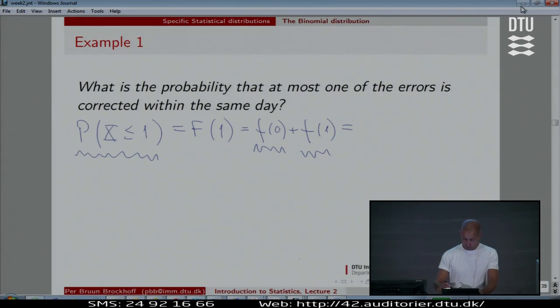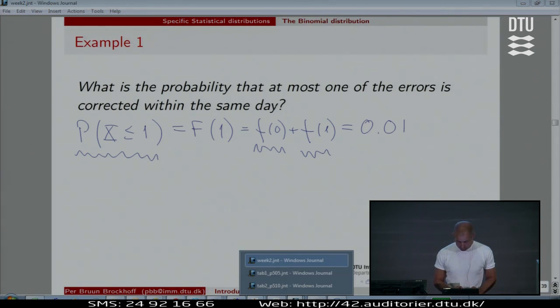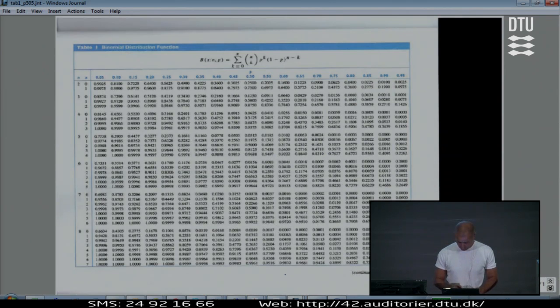This was 0.01 and then something more. This was another way of finding probabilities. I'm going to show you, for those who want to stay low-tech, that we can in fact use tables in the book for this. This is table 1 in the back of the book. It shows what is known as capital F of x of my slides. The binomial distribution function is given in these tables.